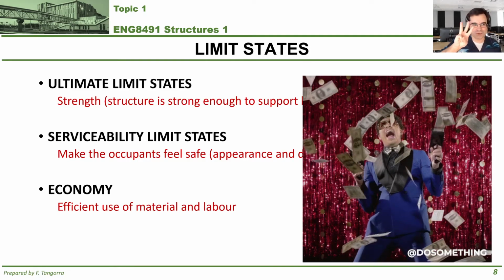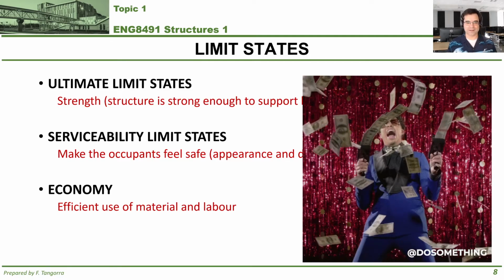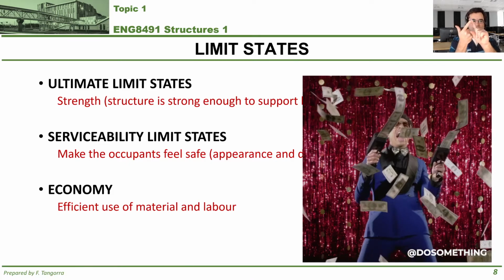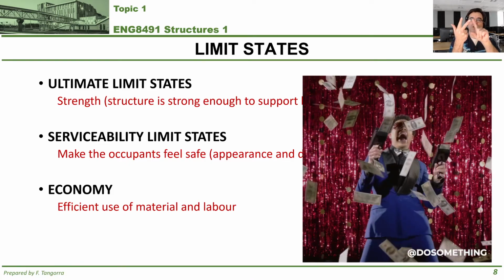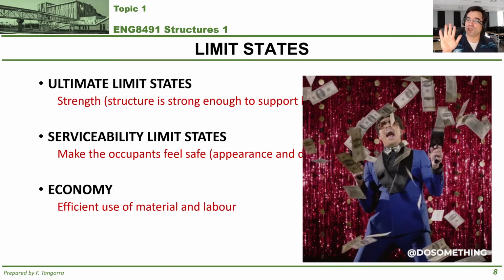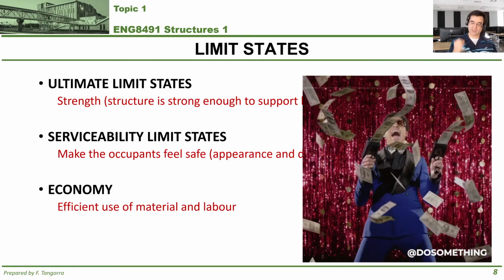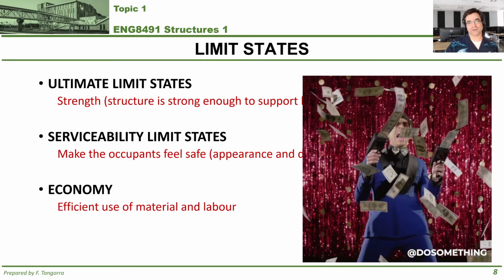So this is a third limit state I want you to keep in mind. Not only must your structure be strong enough, not only must it be stiff enough, it also must be affordable. I'm not saying cheap, but it must be affordable. If nobody can afford to build that structure, it won't be built.